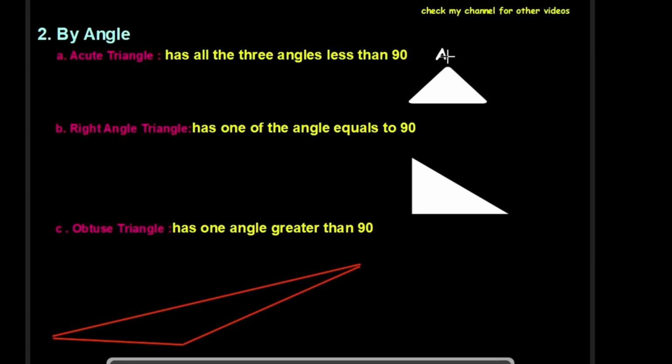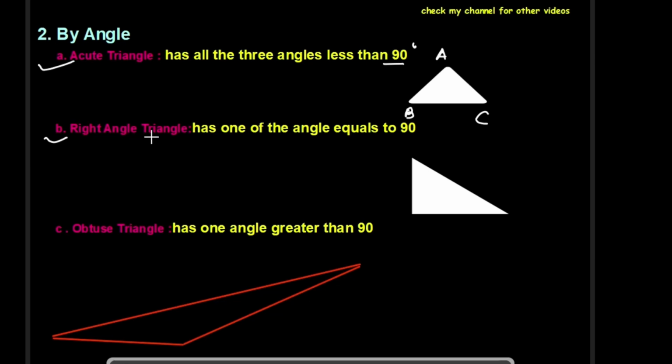Now moving to the angle property. There are three types of triangle. Suppose ABC is a triangle, and if all the angles of the triangle are less than 90 degrees, that means angle A is less than 90, angle B is less than 90, and angle C is also less than 90 degrees, then we can say it is an acute triangle.